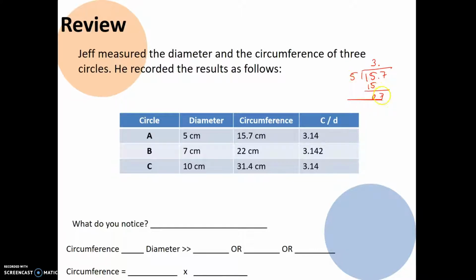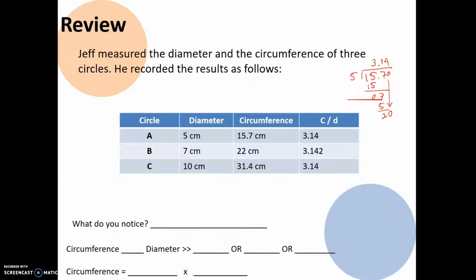And 5 goes into 7 one time. 1 times 5 is 5. Let's bring down another 0. 5 goes into 24 times. Okay, so it was about 3.14.